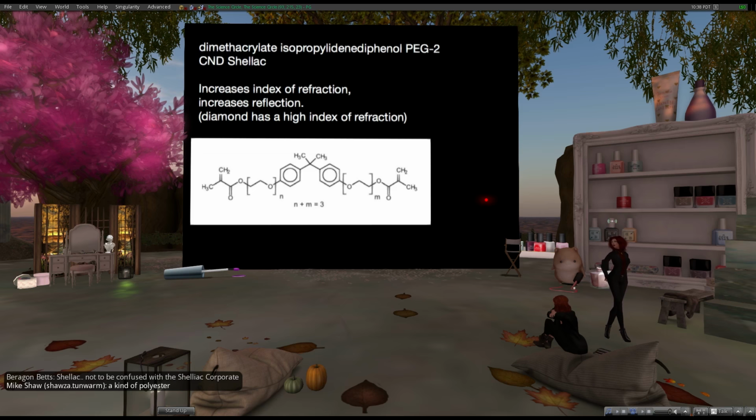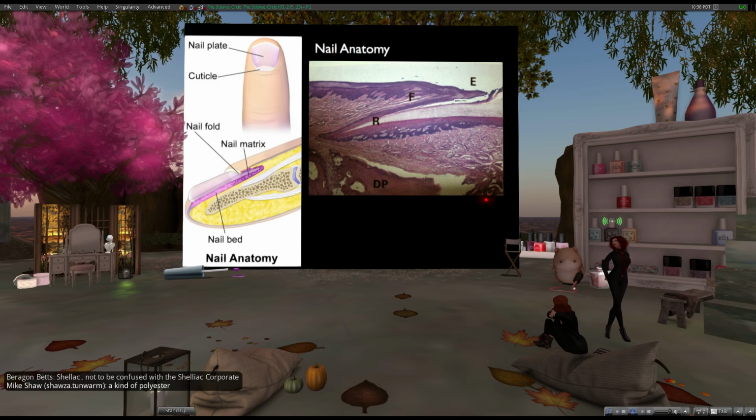Oh, thanks, Mike. A kind of polyester. Thank you. Nice to have a real chemist in the audience.